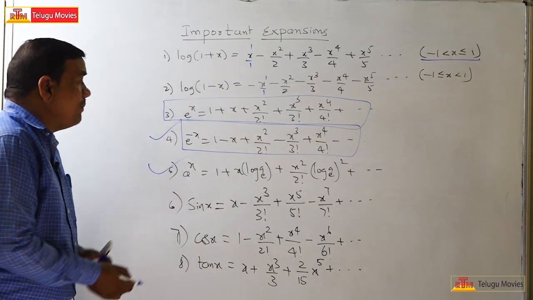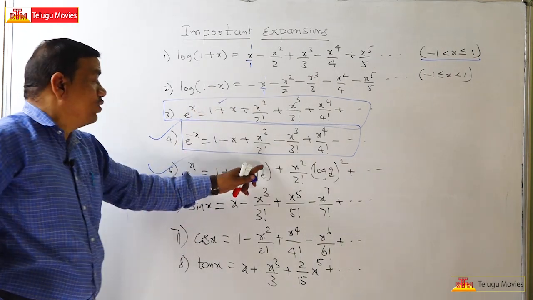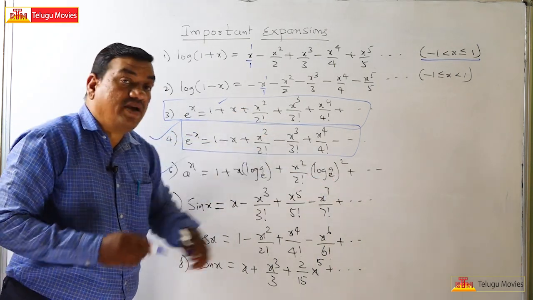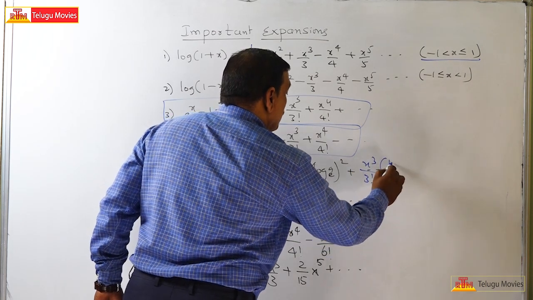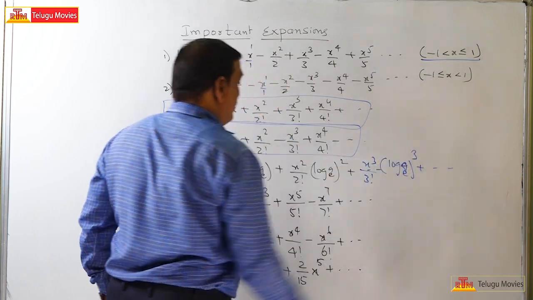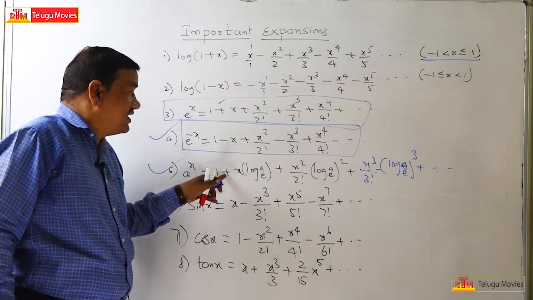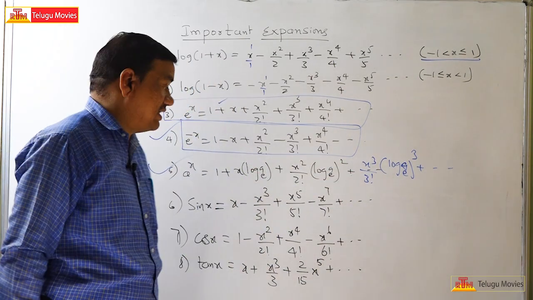Now, a power x. Here a power x means x into log a to the base e, plus x square by 2 factorial into log a to the base e whole square, next term x cube by 3 factorial into log a to the base e whole cube, plus so on. Understand? If it is a power minus x, here minus will come, here plus will come, alternate plus and minus.